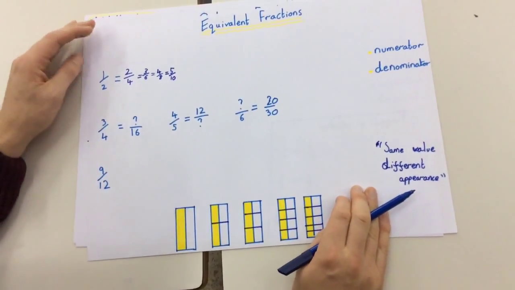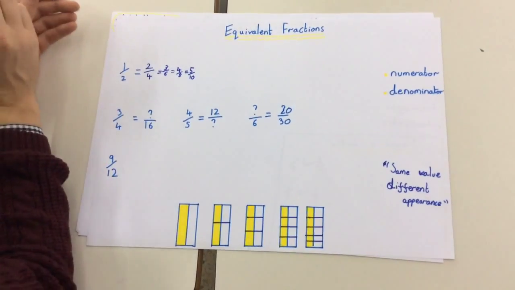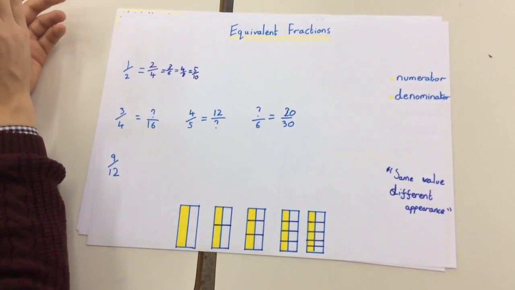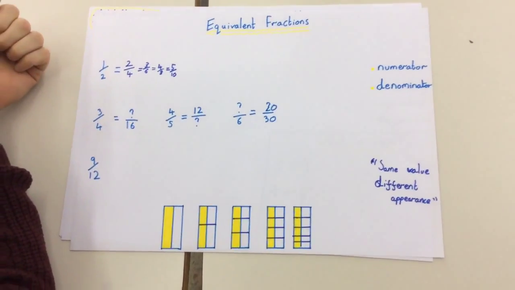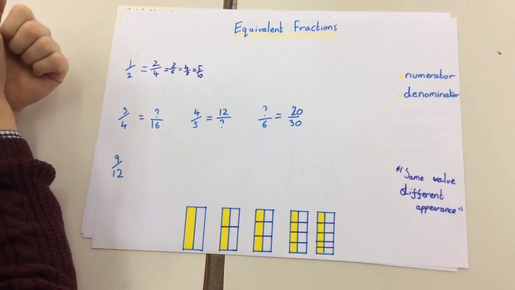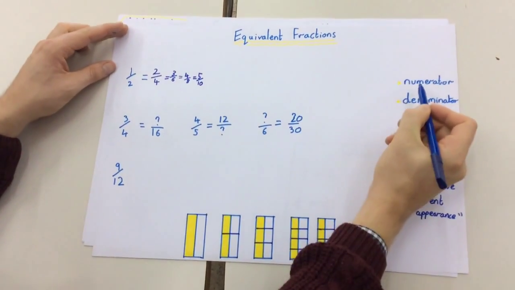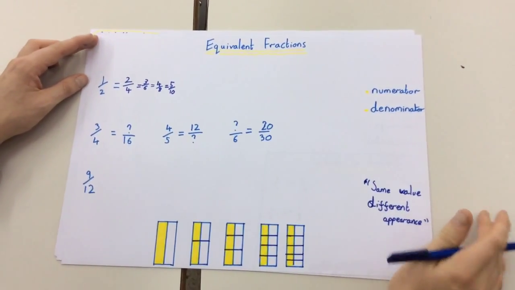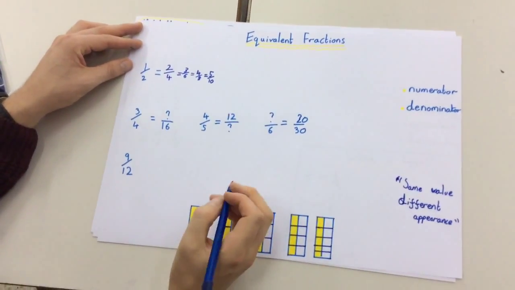Okay, now we can't draw rectangles every time we're looking at these. So what's the rule? What's going on? Well, it's quite simple. All it means is, whatever I'm doing to the numerator, I have to do to the denominator. The numerator, the denominator.